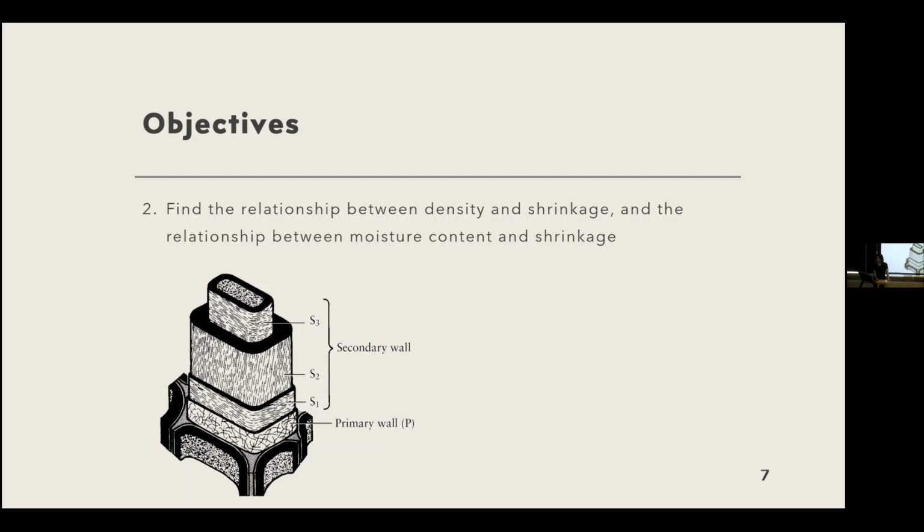However, some studies illustrate that eucalyptus wood shows markedly different drying behavior. So my second objective is to find the relationship between density and shrinkage. And to keep comparing size stability, I also find the relationship between moisture content and shrinkage.